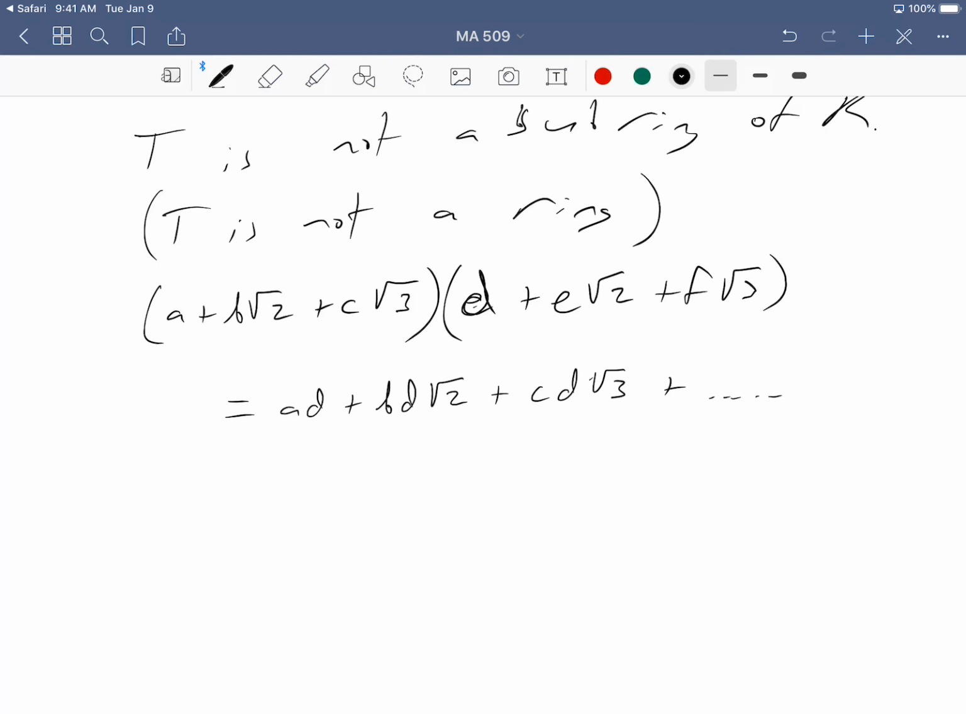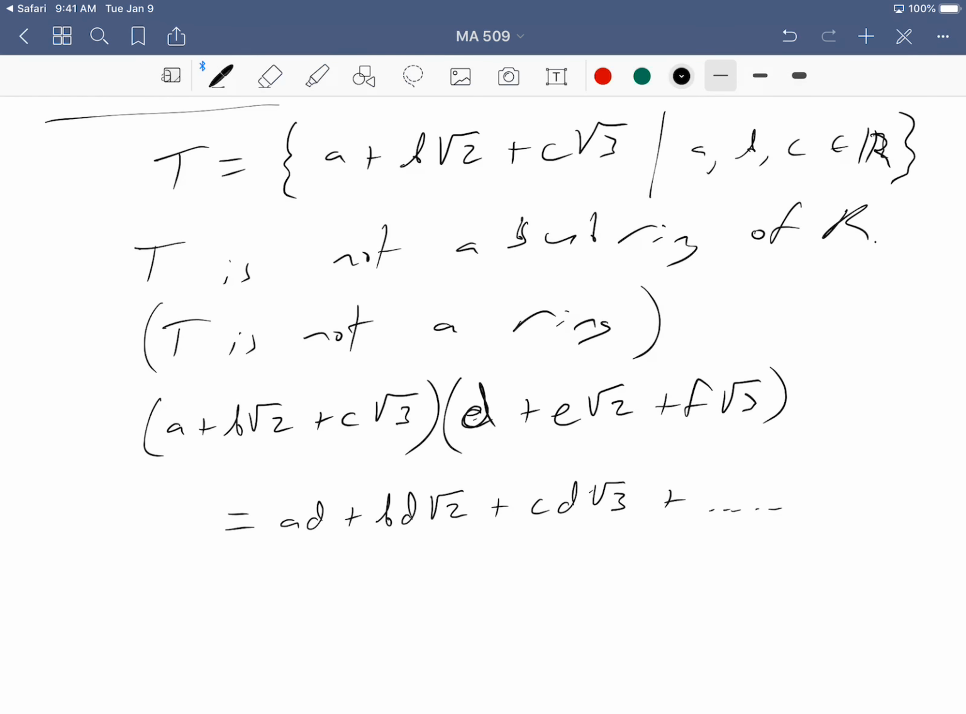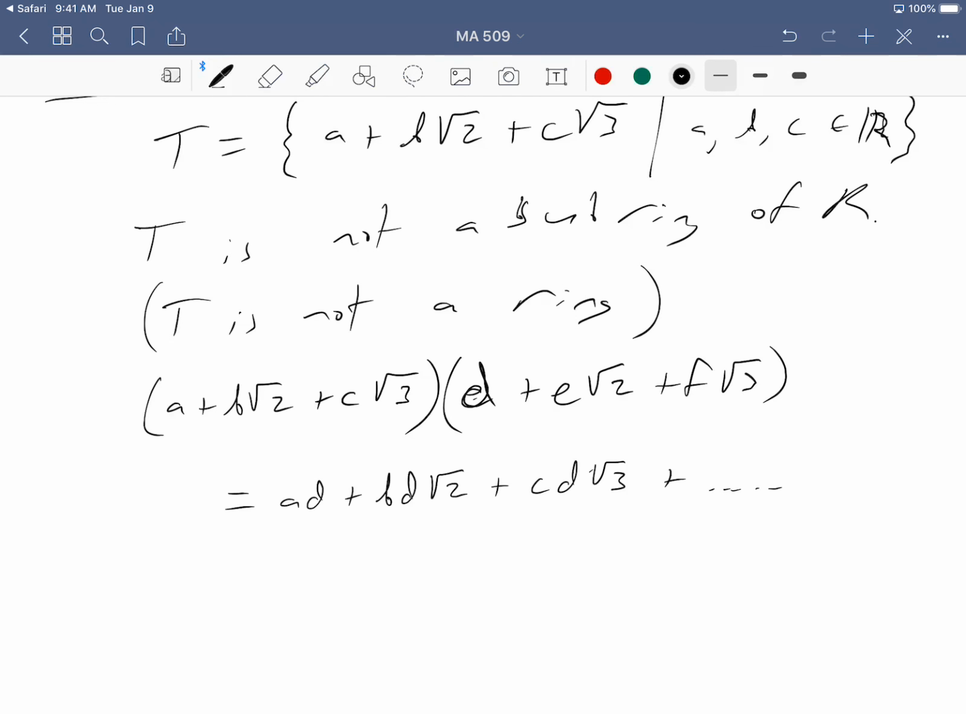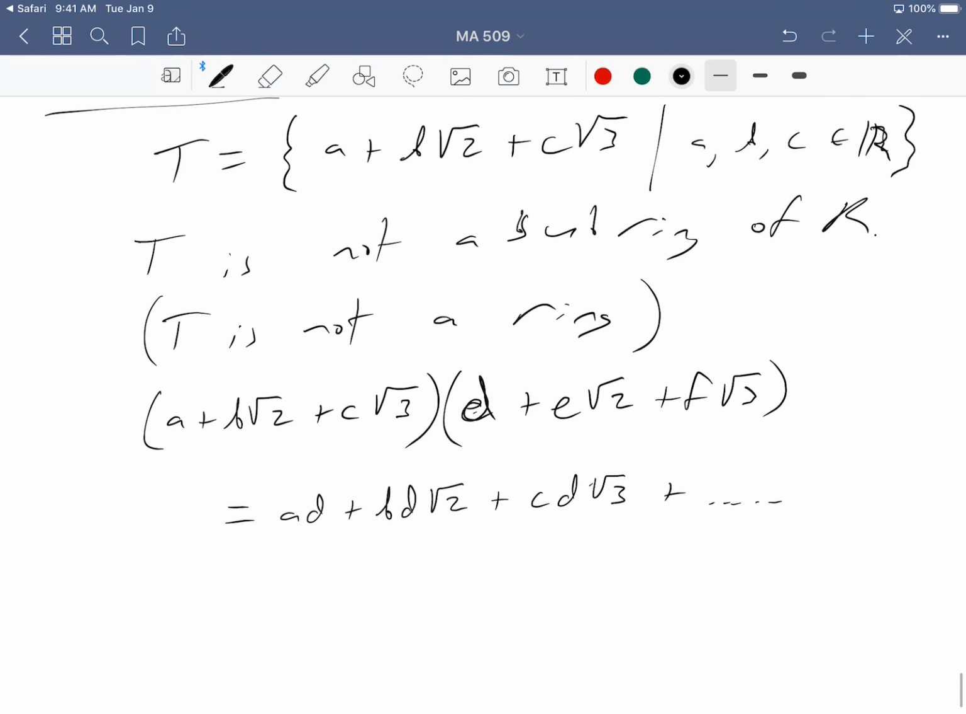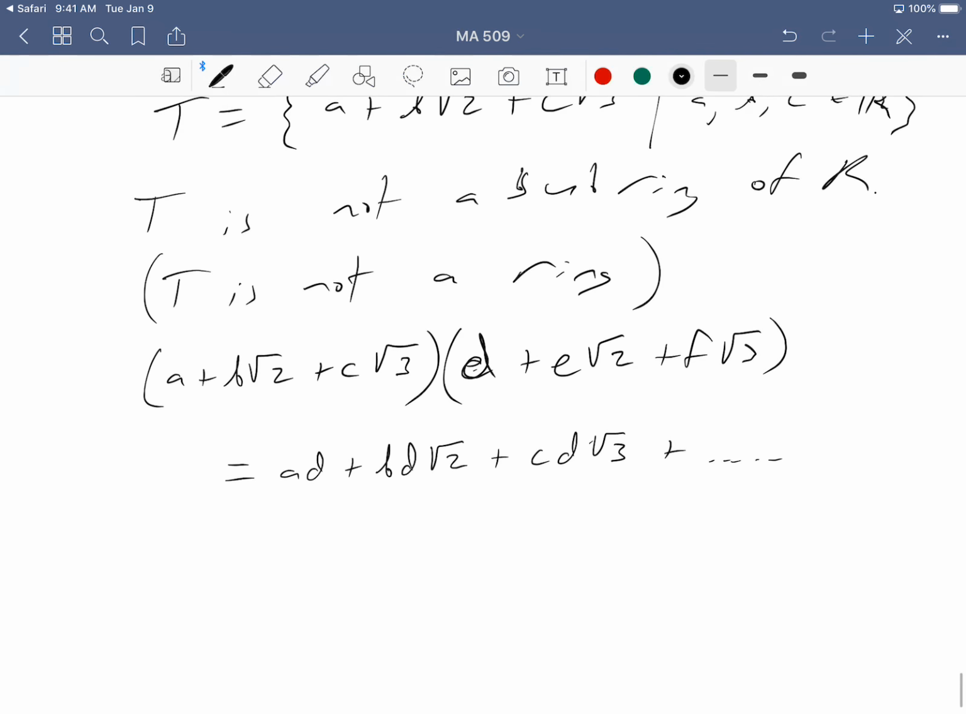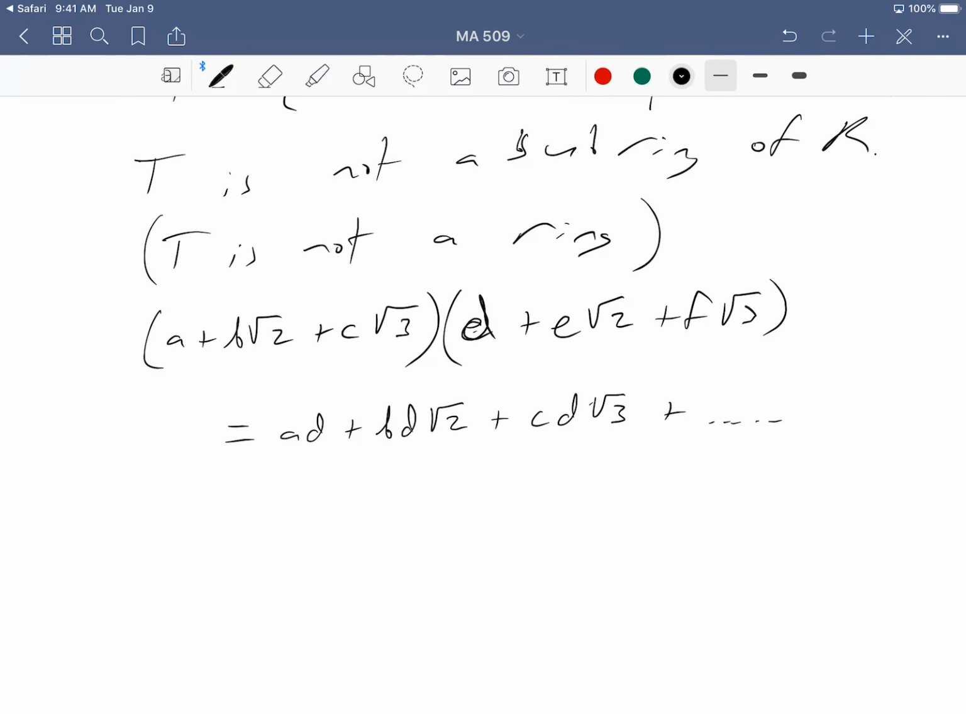There's a term that we get out of this product that isn't of the form a plus b root 2 plus c root 3. And I'm going to leave this as a little exercise for you to do and set up a multiple choice question about it so that you can continue this product out, find the actual product, and then figure out why this is a problem, why this thing is not a ring.